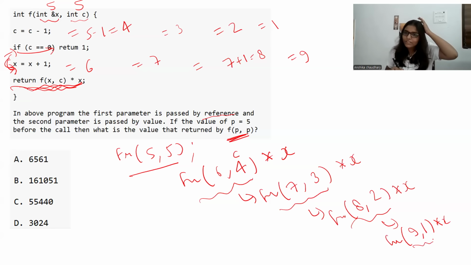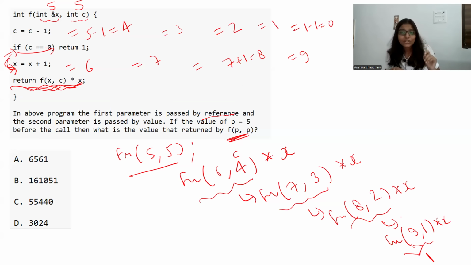Now once again this function call will take place and it will check C equals C minus 1. C was 1, 1 minus 1 will become 0. It will check the condition: C is equal to 0. Yes, this time C is equal to 0, so it will return 1. That means our function will exit from here, right? So this function call will return 1, right?